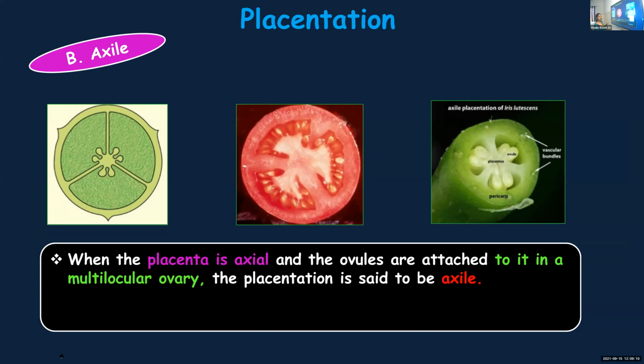And in axial placentation, the placenta is axial, and the ovules are arranged in a multilocular ovary. Here there is a multi-chambered ovary, whereas in all the other cases, the ovary was single-chambered, but in one case, we mentioned that it can form 2 chambers by the formation of a false septum. But here in axial placentation, it is a multilocular ovary, and the placentation is axial. China rose, tomato, and lemon.